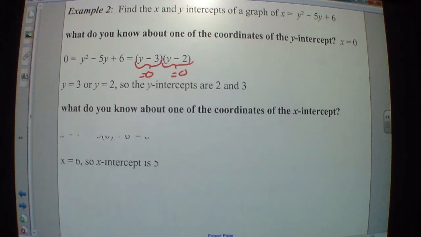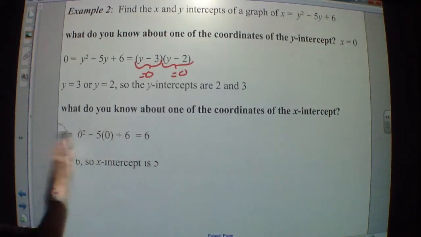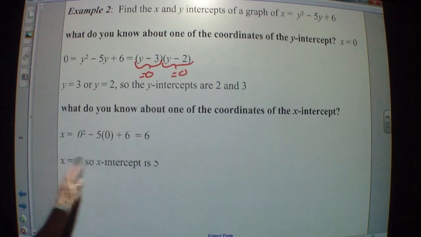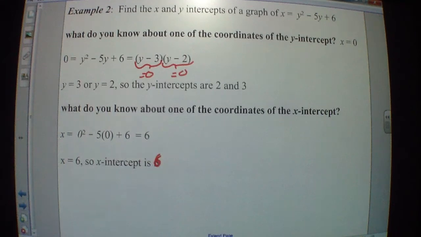Your x-intercepts, where it crosses the x-axis. You know every point on the x-axis, y is equal to 0. So plug in y equals 0. And that's an easy one. And I don't know why I wrote 6. There was a typo here. X-intercept is 6. Y-intercepts are 2 and 3.